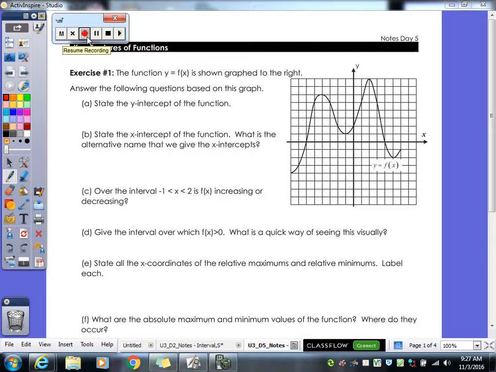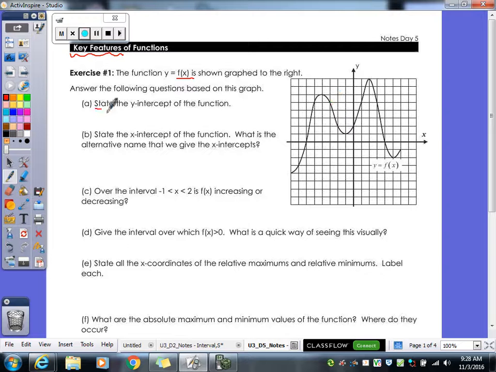For our day 5 notes today, we are talking about key features of functions, which is a topic we've talked a lot about. I think you'll find a lot of this stuff is very familiar to you. So what we have over here is the function f of x. We don't know the equation of it. They're just calling it f of x, and it is graphed over here on the right. They want us to find the following.